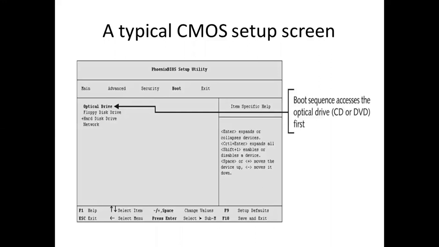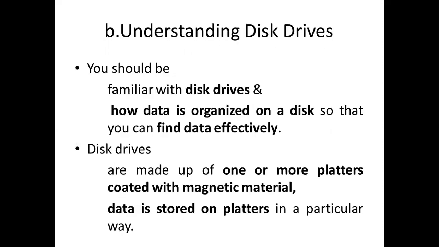So on the screen, I've given the CMOS setup screen where you have several keys. Using that, you can select the settings in the CMOS. For example, there is a particular key to go and access the data in the optical drive. Optical drive is the one where we insert our CD or DVDs.